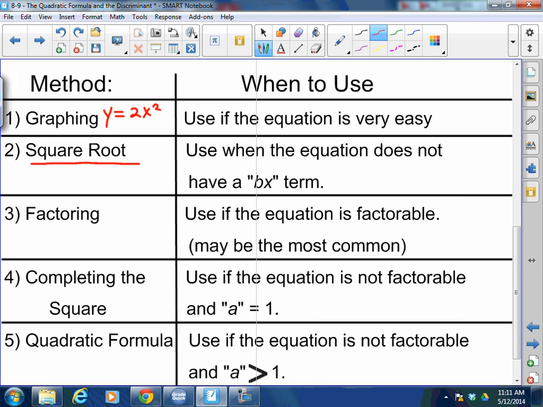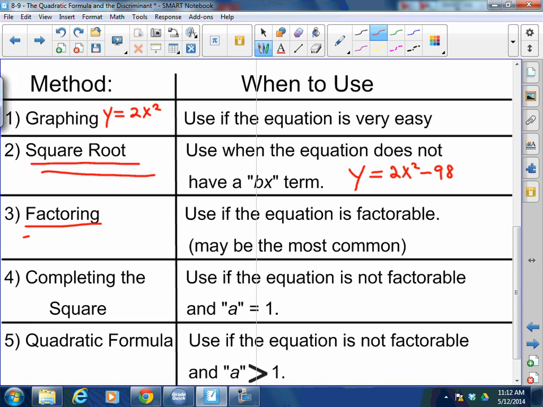When do I use the square root method? I use the square root method when the equation does not have a bx term. If I have an equation in the form of, let's say, 2x squared minus 98, I'm going to use the square root method there. I'm going to add 98 to both sides, divide by 2. X squared will equal 49. Take the square root of both sides. X will equal plus or minus 7.